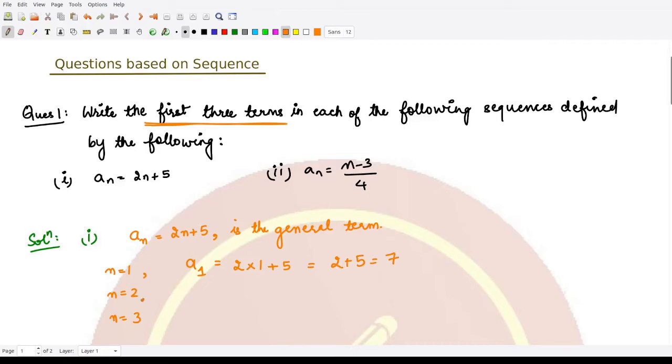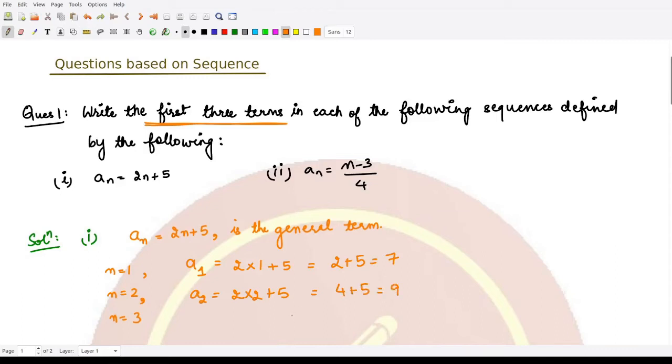Now corresponding to n is equal to 2, we have to write the second term, and you know how to represent the second term. It is a2, right? So how is a2 obtained? When in this expression, in place of n, we write n is equal to 2. So when you substitute n is equal to 2 here, you would have 2 into 2 plus 5. Using BODMAS, you can simplify and solve this expression. So you have 2 into 2, which is 4, plus 5. So the answer is 9.